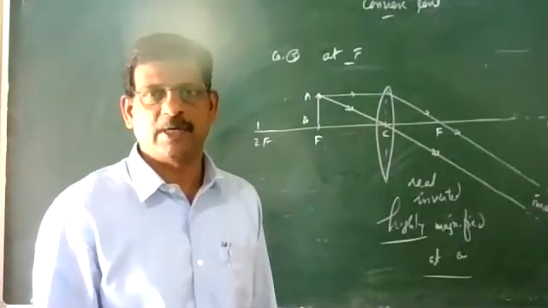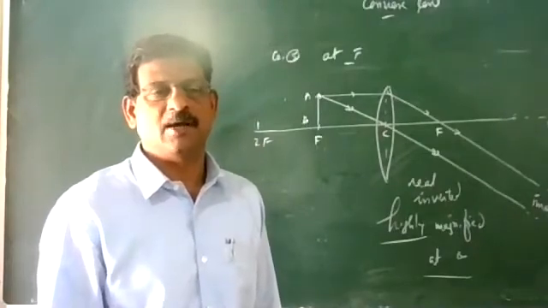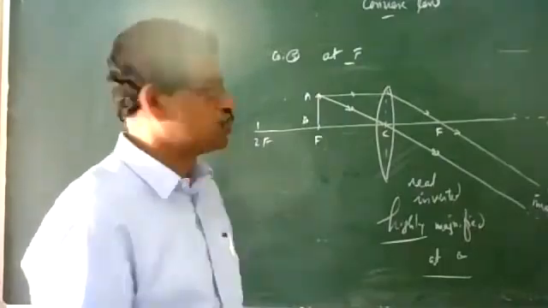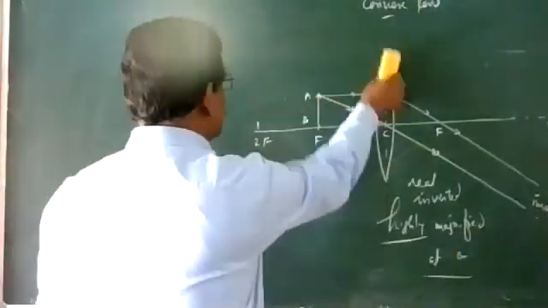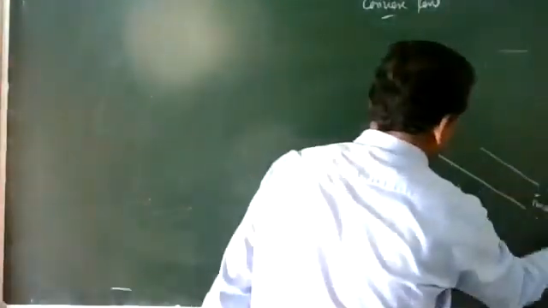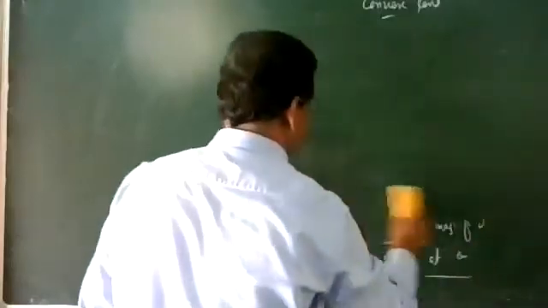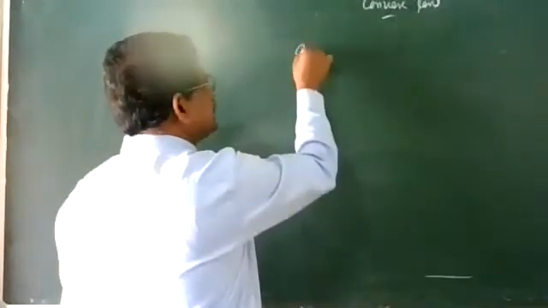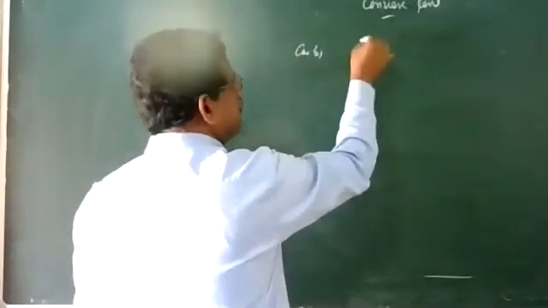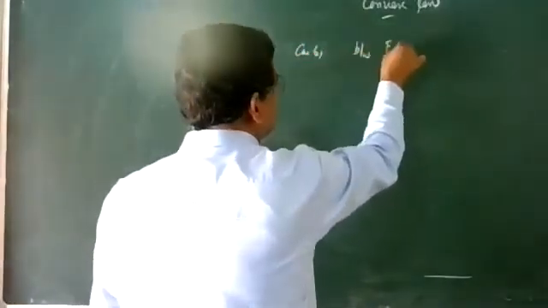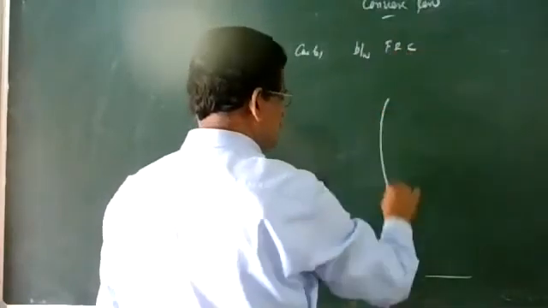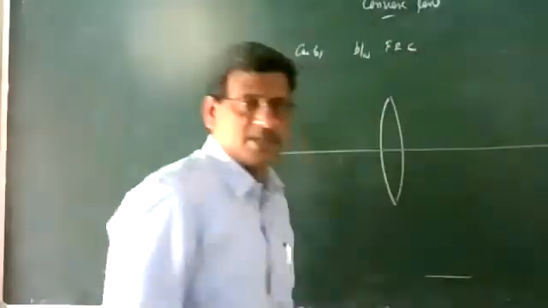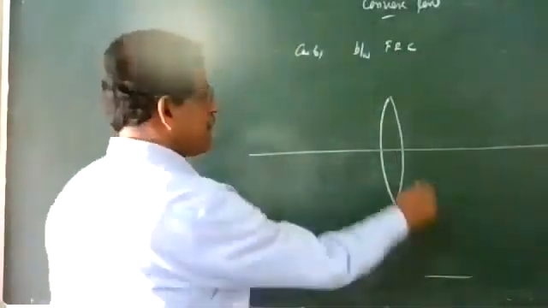A simple microscope that we use in physics lab to see the vernier reading. So next diagram, that is case 6 for completion. Case 6 is very important. Object is between F and C.